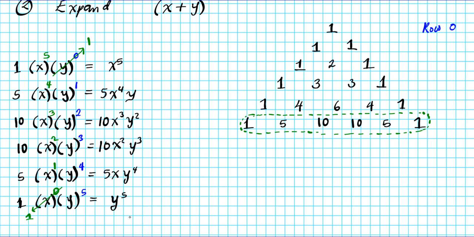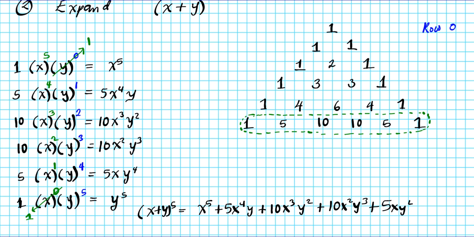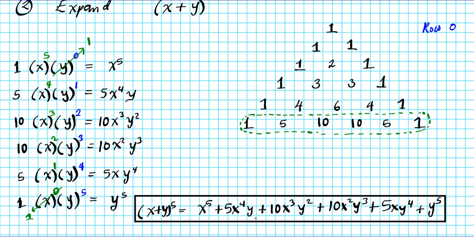Okay? So if we find the sum of these products, that will be the expanded form of x plus y to the fifth. Let's go ahead and write it down. It's going to be x to the fifth plus 5x to the fourth y plus 10x to the third y squared plus 10x squared y to the third plus 5xy to the fourth plus y to the fifth. Okay? So this is basically a quick and efficient way to multiply binomials of higher powers. Okay? So that's that.